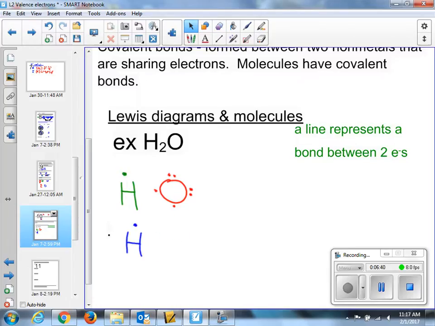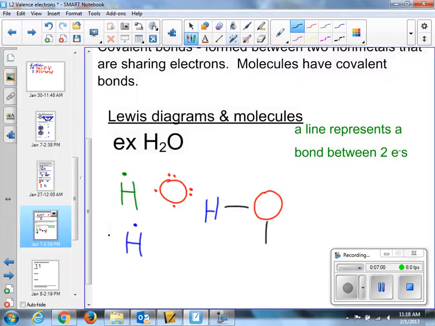So the way we're going to draw it is, instead of using the dots though, we're going to use a line to represent the 2 shared electrons in a covalent bond. So, I'll draw it with the same orientation. That O will have a bond to one of the H's and a bond to the other H. But that O also still has the pairs, and they have to be shown. Okay?